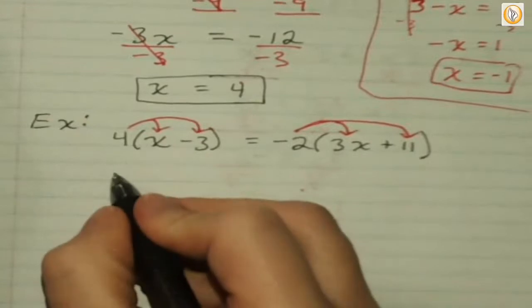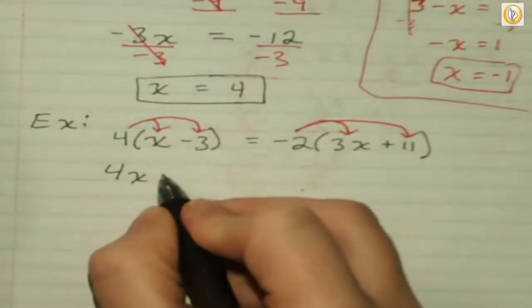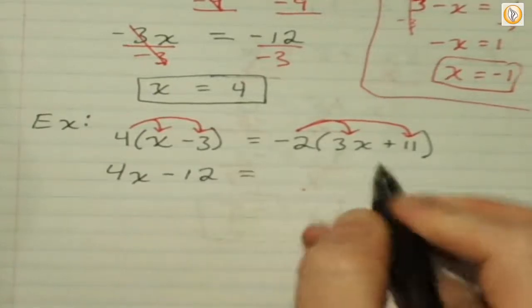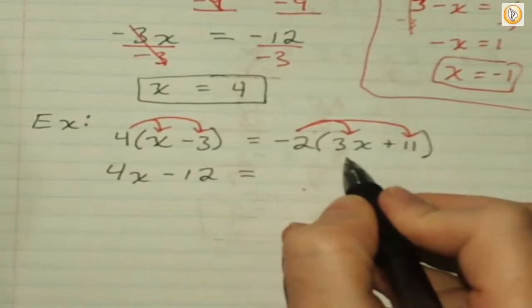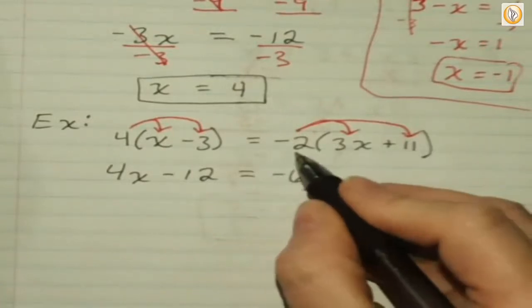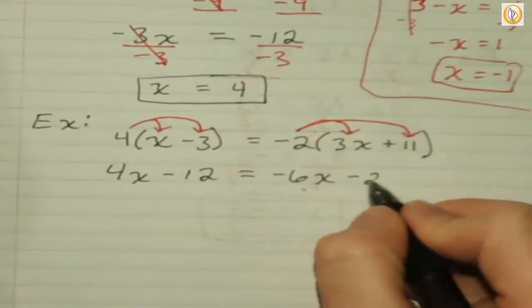So 4 times x, Kelly, is 4x. 4 times negative 3? Negative 12. Negative 12 equals negative 2 times 3x, negative 6x. Negative 2 times 11, negative 22.